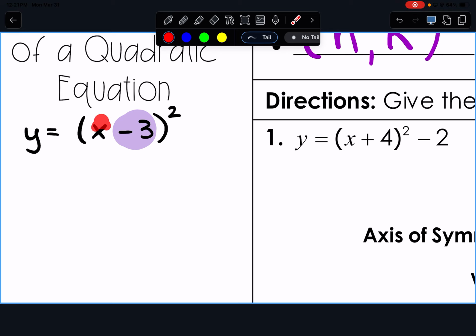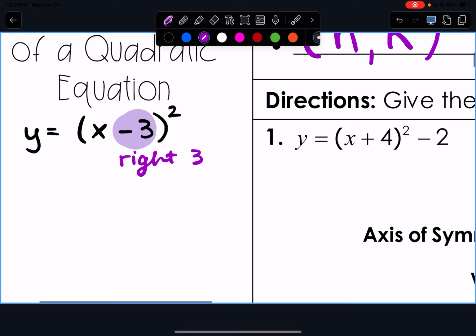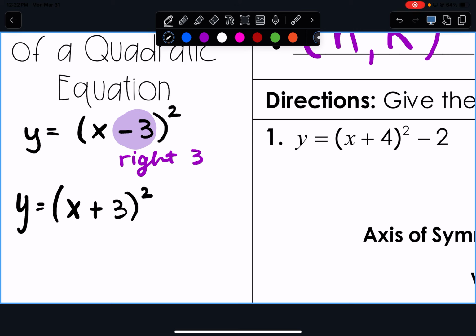Because remember, what number would I need to put right here so that this equals 0? Positive 3. So that moves it to the right 3. Okay, now, what if we have y is equal to x plus 3 squared? Which way is that going to cause it to move? Left. And you're going to go up or down with the y.